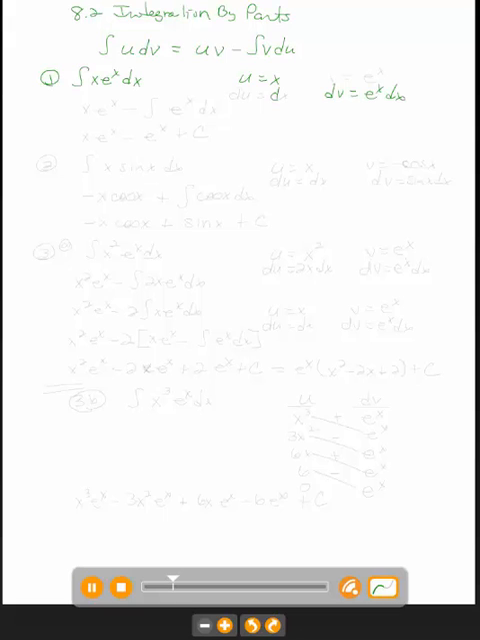And now, I'm going to fill in the missing pieces. What's the derivative of u? It's 1 dx. And then go backwards. What's the integral of e to the x dx? It's e to the x.